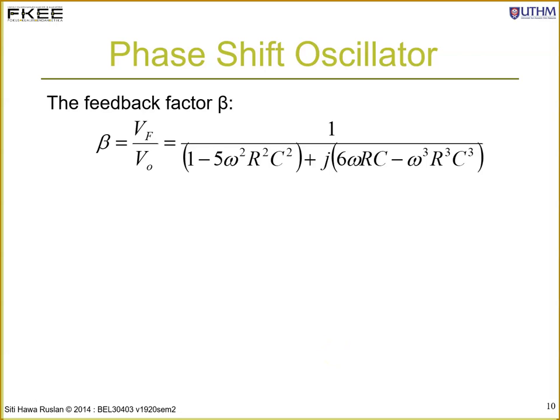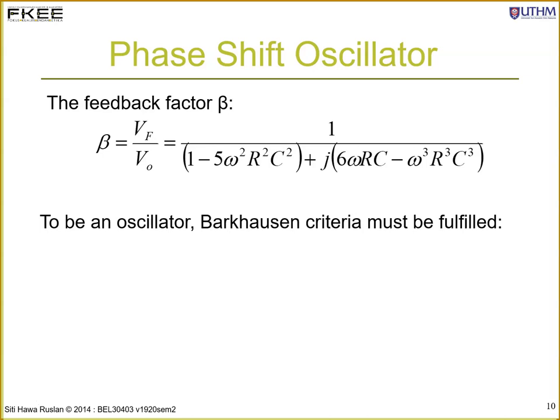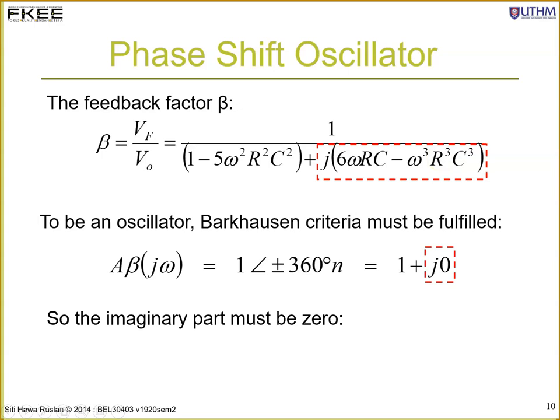Okay, how to do that? You must satisfy the Barkhausen criteria. So meaning that A multiplied with beta, A your gain, beta is the feedback factor, must be 1 in magnitude, and the phase shift must be 360 degrees or 0. So you equate this part, which is the imaginary part, to be 0. Okay, equate this to be 0. So you get this 6 omega RC minus omega cubed R cubed C cubed equals 0.